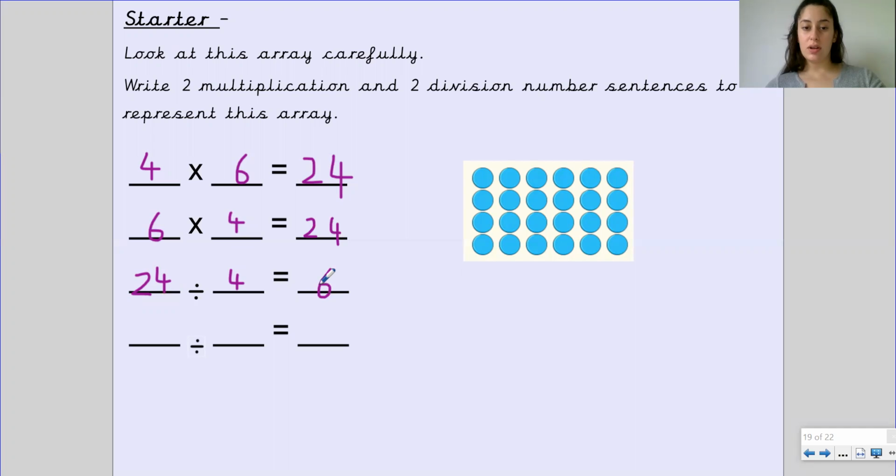Which other division number sentences could I write? Well, again, I would have to start with the largest number, which is 24. This time, what could I divide it by? 24 divided by... I've already divided it by 4. I can now divide it by 6. So 24 divided by 6 equals 4. Okay, so here are our 4 number sentences to represent this array.